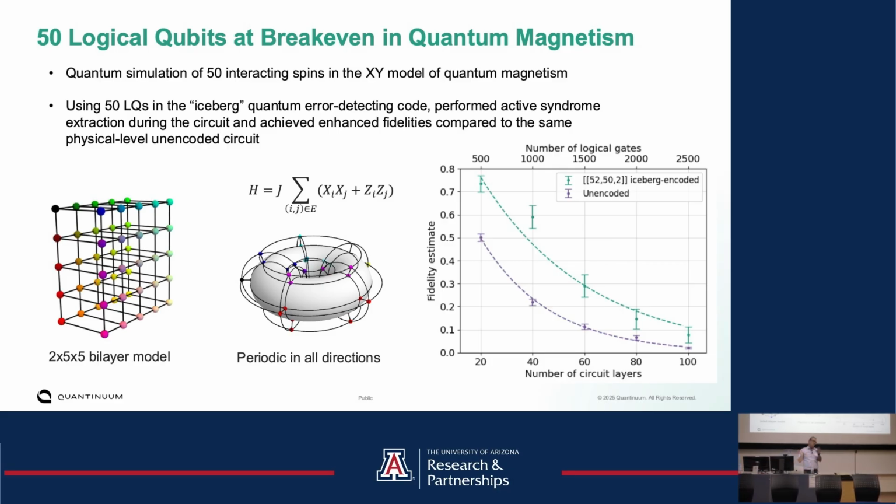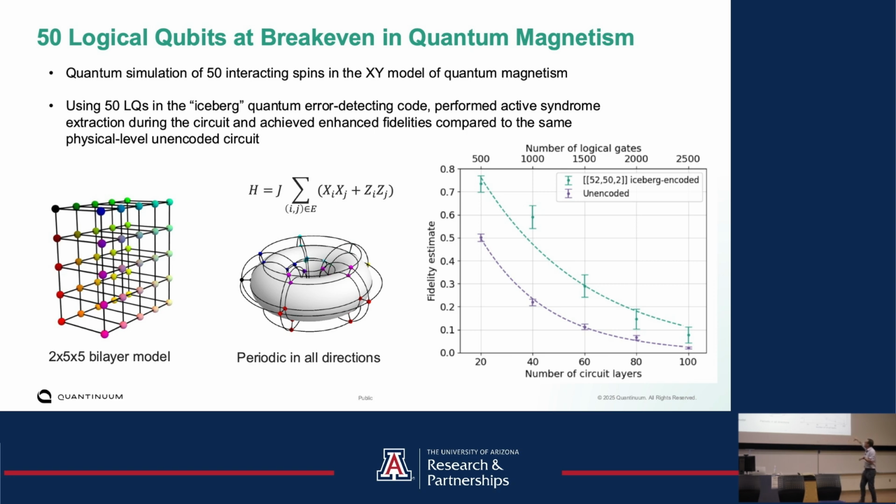So this is the XY model. Doesn't matter what that is. We have it on this 2x5x5 bilayer model. We then wrap it around a torus because physicists love to wrap things on toruses. It gets rid of your boundary conditions. So we can simulate this Hamiltonian.